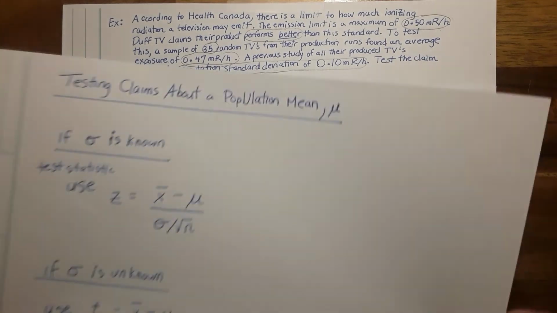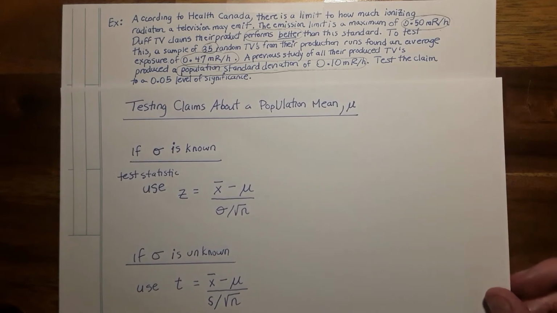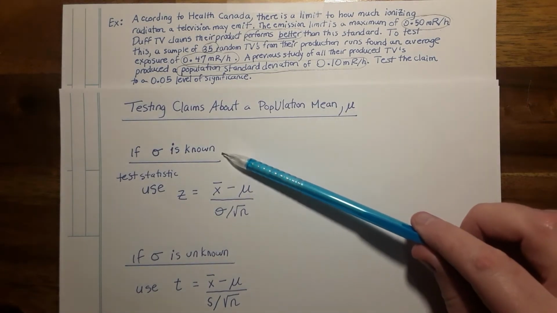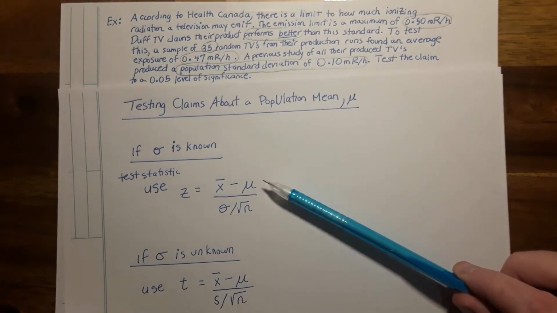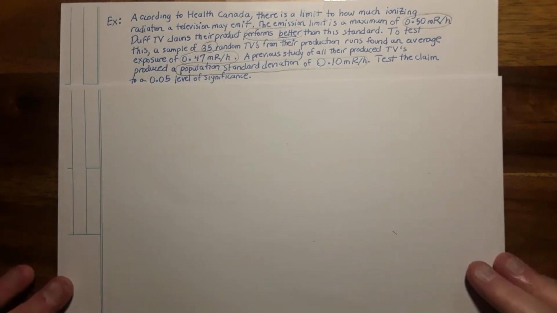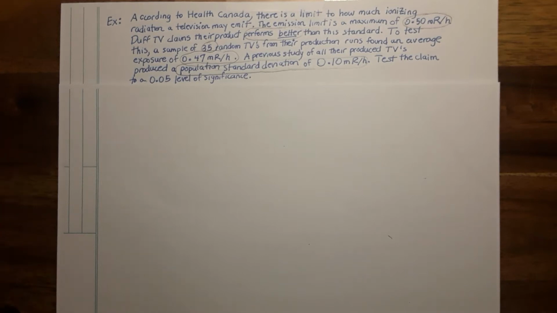So back to this, because the standard deviation of the population is known, we're going to use Z-score as our test statistic. So we need to go through the problem-solving steps in hypothesis testing. This was covered in a previous lecture.